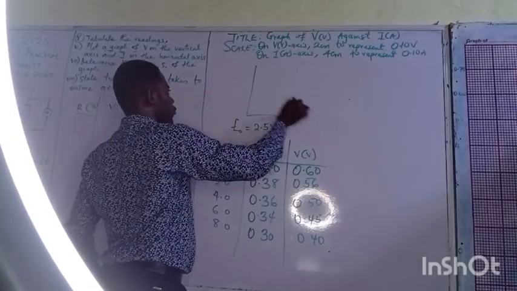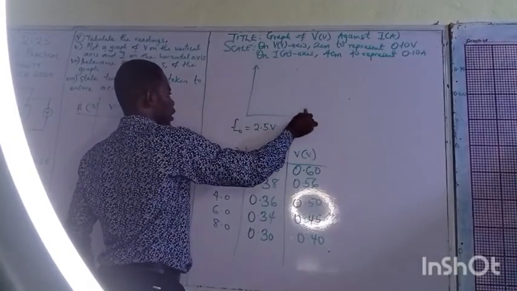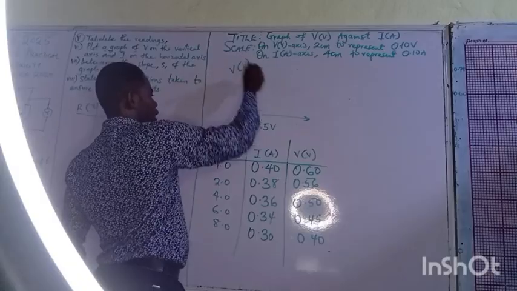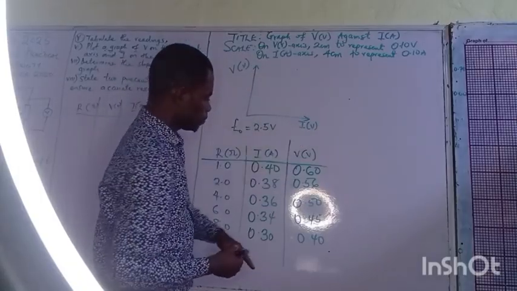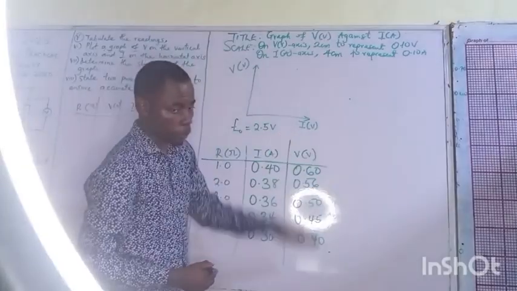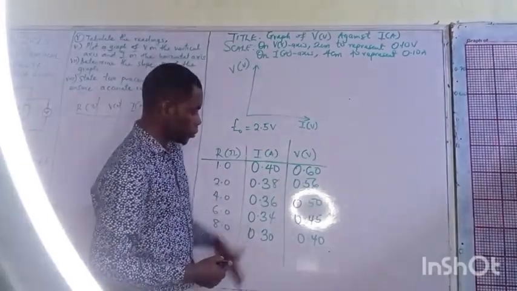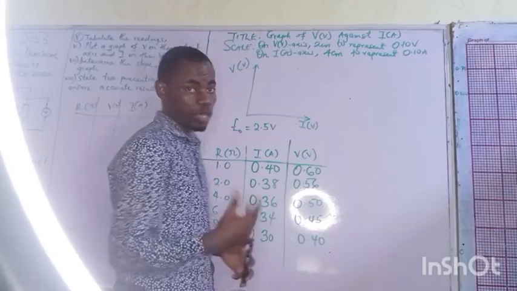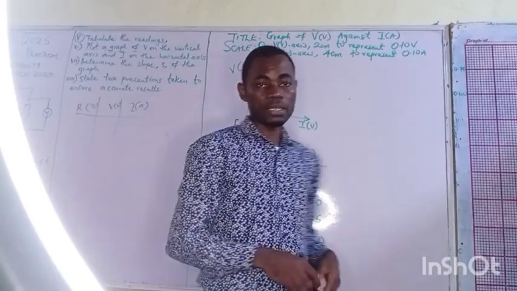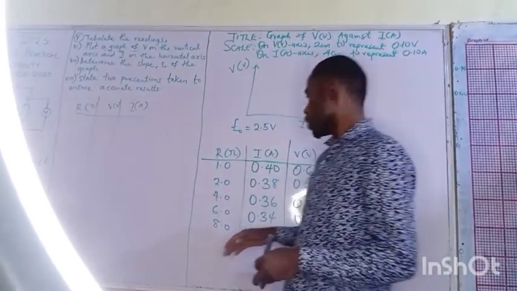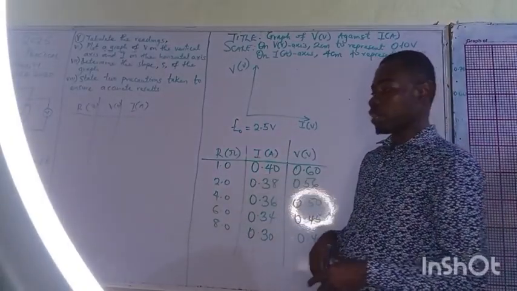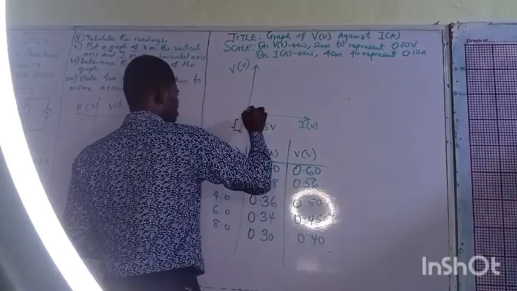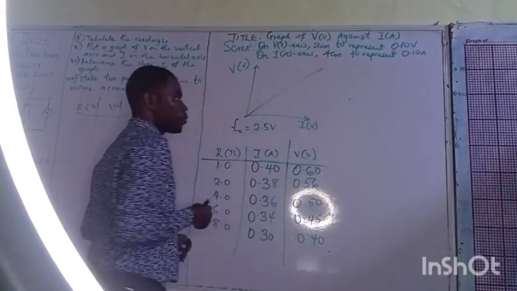So how will the graph look like? The graph will look something like this. I will have my volts here and my I here. If you watch very well, the voltage is dropping, the current is also dropping, telling us that they are directly proportional, obeying Ohm's law, which states that the steady current passing through a metallic conductor is directly proportional to the potential. They are moving in the same direction. So at the end of the day, I'm going to have a graph that is directly proportional.